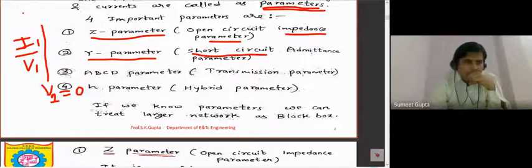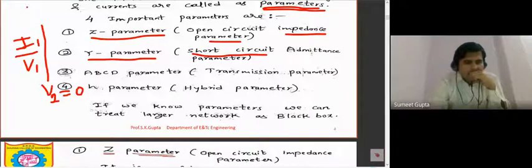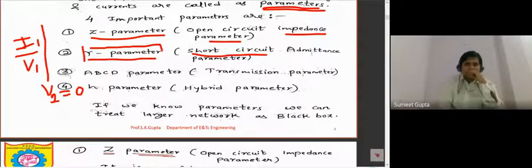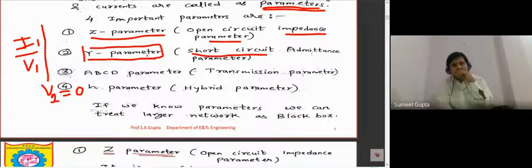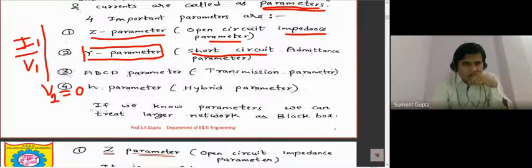Or I can have I2 by V2. In that case, I will make V1 as 0. Or I can have I1 by V2, in that case V1 is 0. Or the last is I2 by V1, in that case V2 is 0. So there are a total of 4 terms in the Y parameters: Y11, Y12, Y21, Y22.